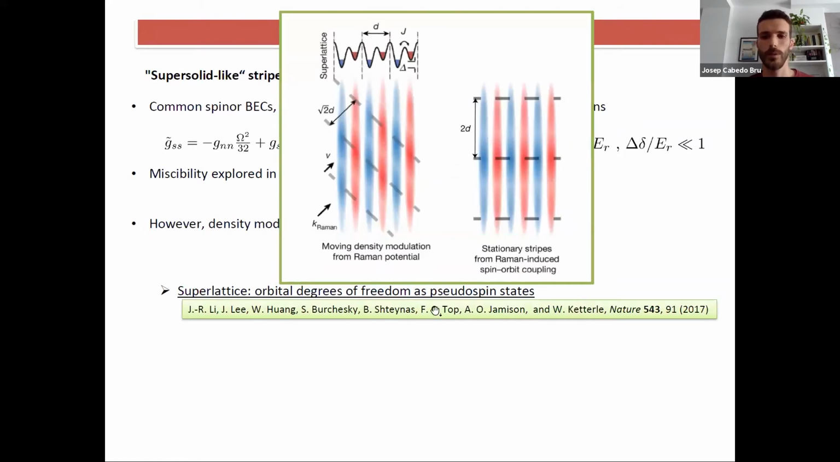For instance, in this experiment, what they did is, instead of using Zeeman states as spin states, they use orbital degrees of freedom as effective spin states. Then, doing so, they can control the overlap of these two states in a super lattice by adjusting the effective spin and the interspecies spin interaction, which gives a largely non-symmetric spin interaction overall, and so they can enlarge the region of stability. Then these two modes are Raman-dressed, and they obtain analogous stationary stripes that arise from Raman-induced spin-orbit coupling.